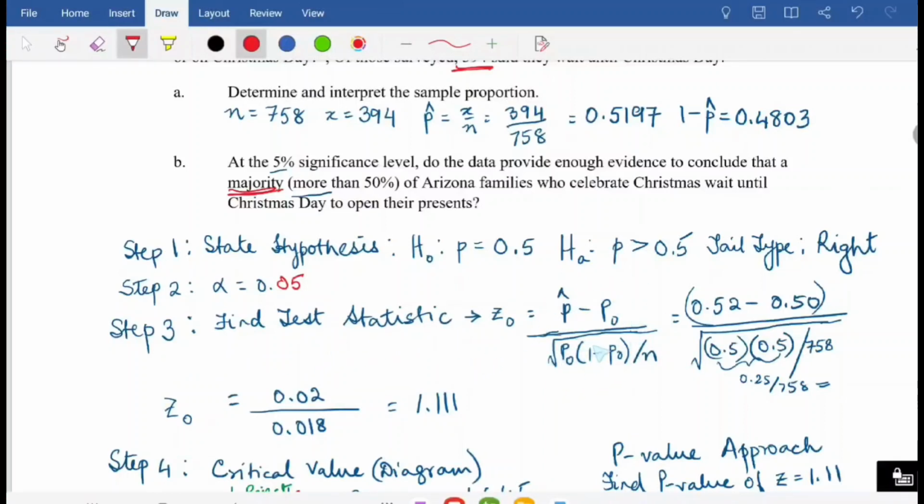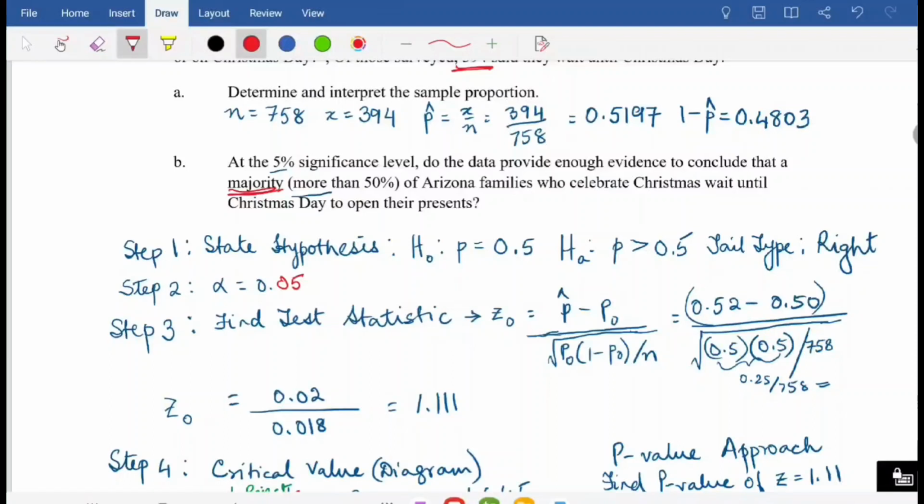Here's the formula to find this test statistic. Now, please note that in the formula, we are using the null proportion, the null proportion of 0.5. It's P sub 0, P hat minus P sub 0. And so in the denominator, we also have P sub 0 times 1 minus P sub 0. Whatever the null hypothesis proportion is, pick the value of P from here. So 0.52, which is a rounded up value.